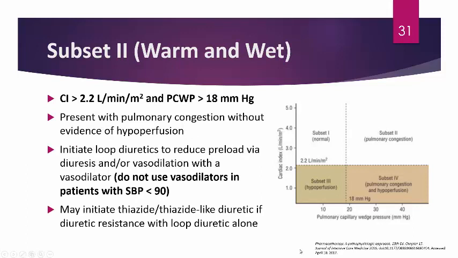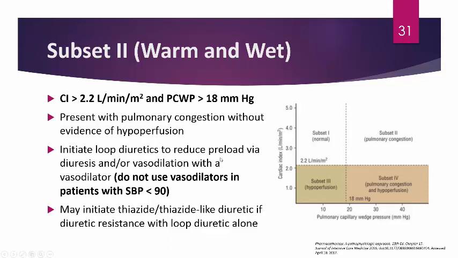We get a little more complicated whenever we get to subset 2, which is the patients who present as what we call warm and wet. So these patients are still maintaining good perfusion cardiac index-wise, so they still have a cardiac index greater than 2.2. However, they do present with pulmonary congestion, which may present as a pulmonary capillary wedge pressure greater than 18. So in these patients, what we want to do is try to minimize the volume burden that these patients have. And we want to essentially initiate loop diuretics to reduce preload via diuresis.